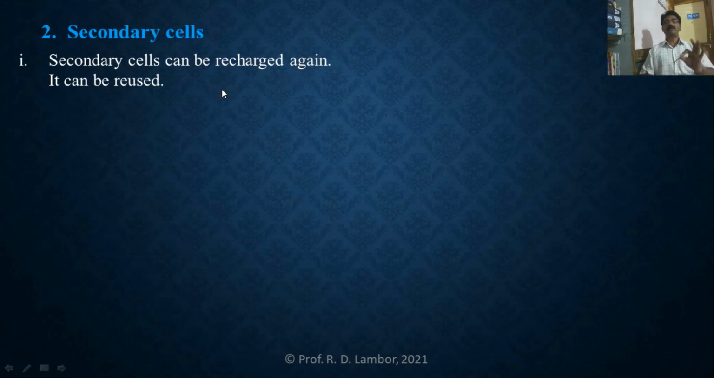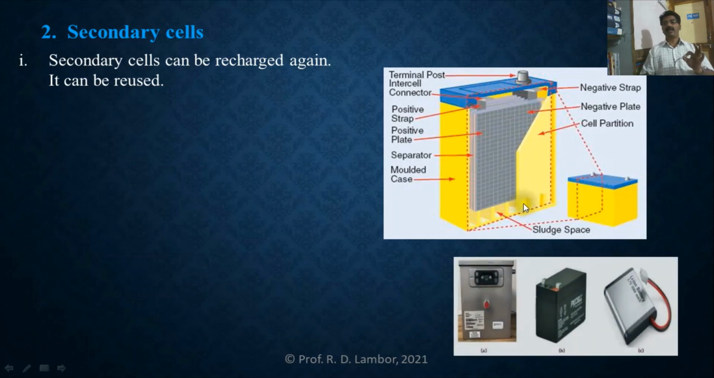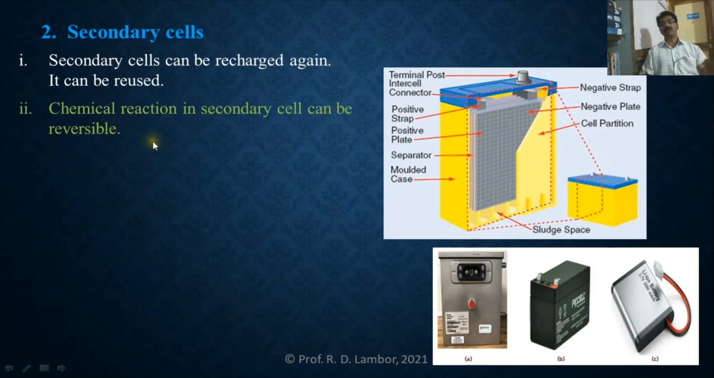That's why secondary cells are reused, and secondary cells look like this. This is the structure of a secondary cell. Once again, these are the different secondary cells that you have been shown. The Li-ion battery shown here is used for laptops. This one is used in vehicles, two-wheelers. This is also one type of secondary cell. As it is recharged again, the chemical reaction in a secondary cell can be reversible.